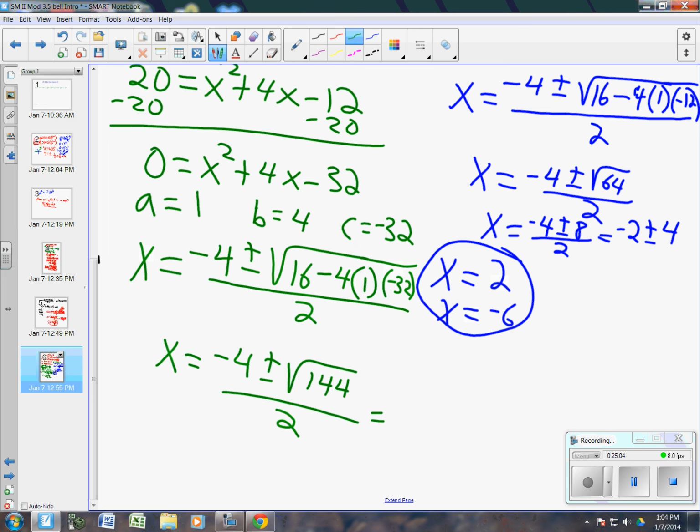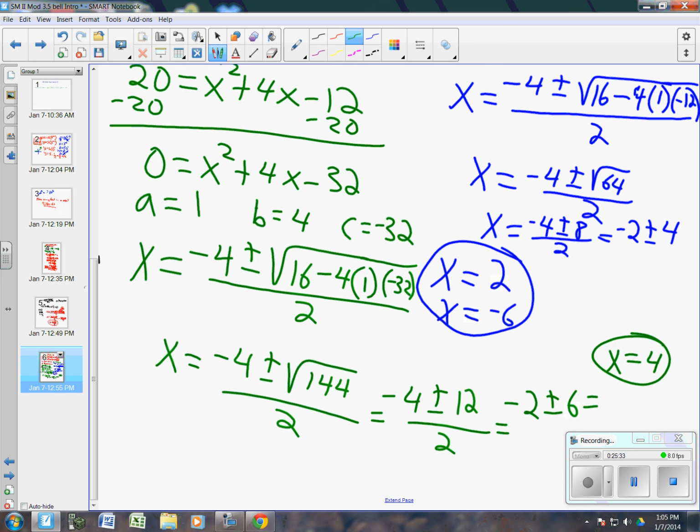What's the square root of 144? 12. This is a perfect square. So negative 4 plus or minus 12 over 2. Does 2 go into both of those numbers? So what am I going to get? Negative 2 plus or minus 6. And what's negative 2 plus 6? 4. So one of my answers is 4. And negative 2 minus 6 is negative 8. There's my two solutions. Okay?